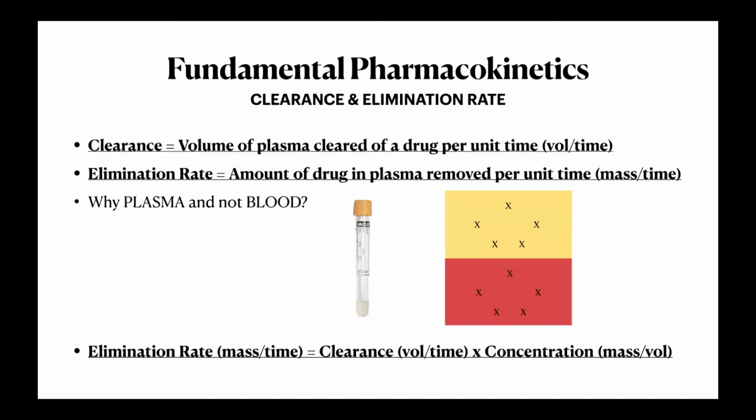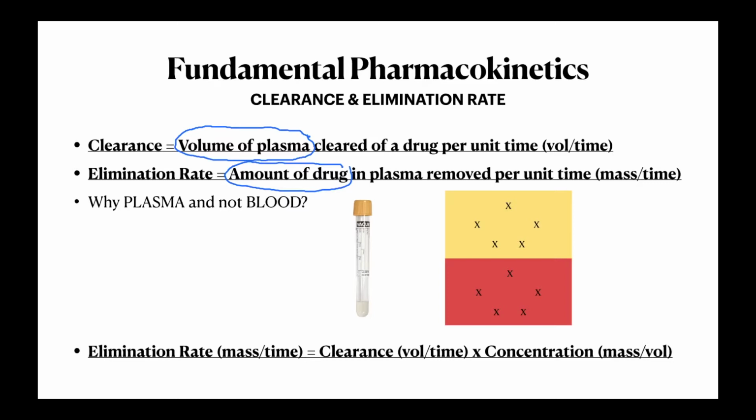Now, the definitions that we need to have clear in our head. So the first one is clearance. Clearance is the volume of plasma cleared of a drug per unit time. And the key words are volume of plasma. Whereas when you compare that to elimination rate, it is the amount of drug in plasma removed per unit time.